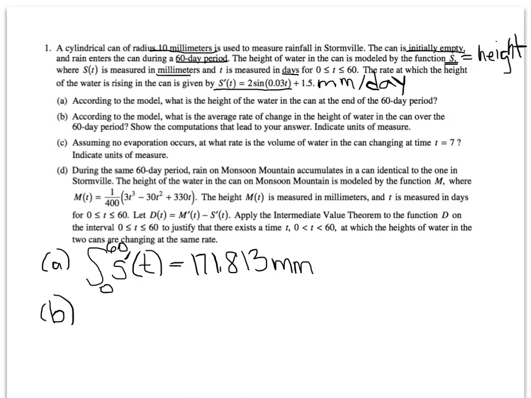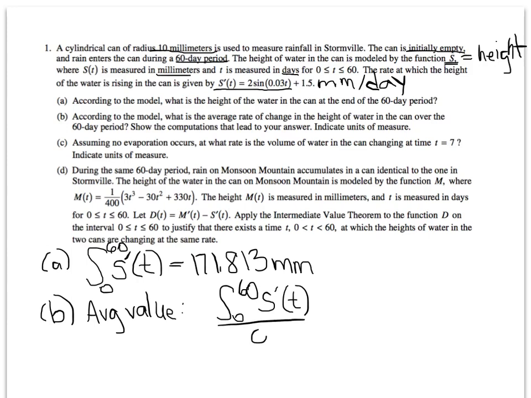According to the model, what is the average rate of change? Ooh, average rate of change. Well, since I'm given the rate function, that means I need to find the average value of this rate function. And we know average value to be the integral from 0 to 60 of my function all over the interval, which would be 60. Well, we already found the value for the numerator, which was 171.813 divided by 60. And again, write your answer to 3 decimal places. So you should get 2.863.